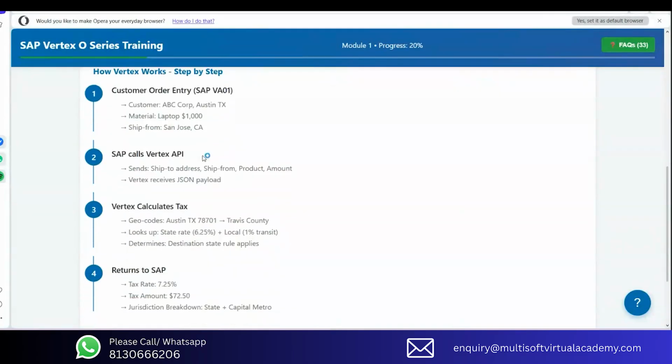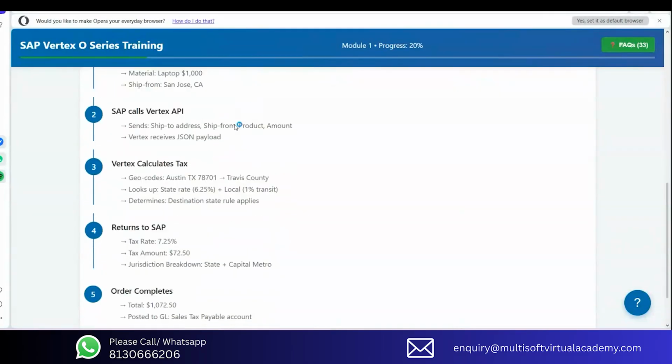Once you enter this, SAP calls the Vertex API. I told you about that API. We should not share our information with Vertex. Instead, we need to collect information from Vertex. It's the other way around. So the confidentiality, we don't need to share that. Anyway, it's a cloud environment, that's a different area. We'll see that.